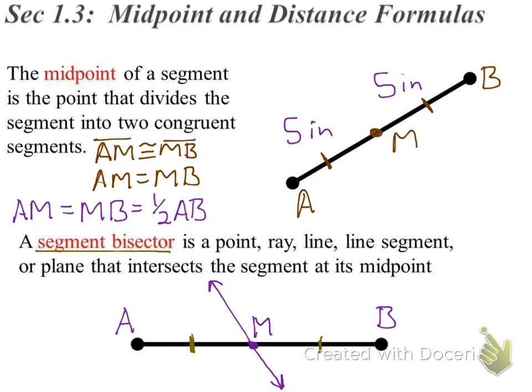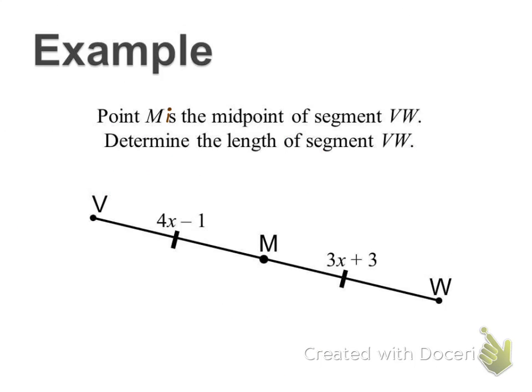And it's just two different ways you could look at it. They could tell you that you have a segment AB with midpoint M, or they could tell you that you have a segment AB with a segment bisector. Both of them mean the same thing. You have a midpoint, which means you have two congruent segments. So let's look at an example here.